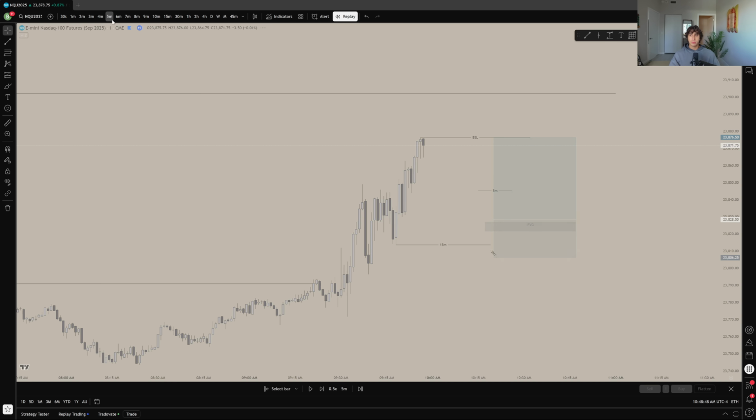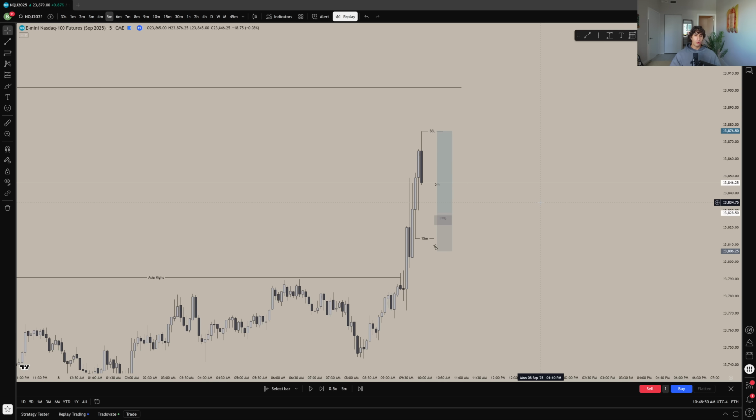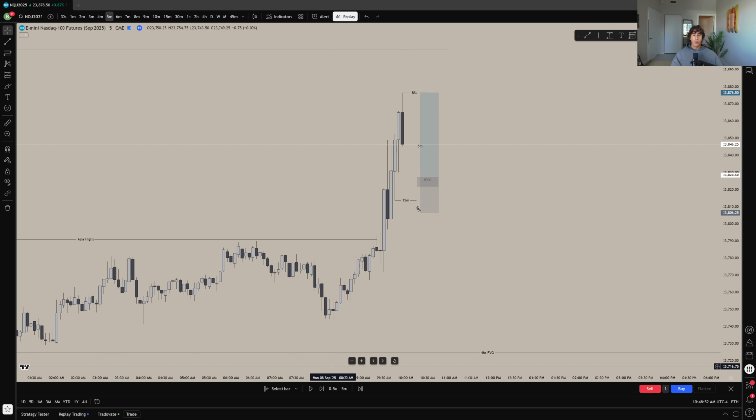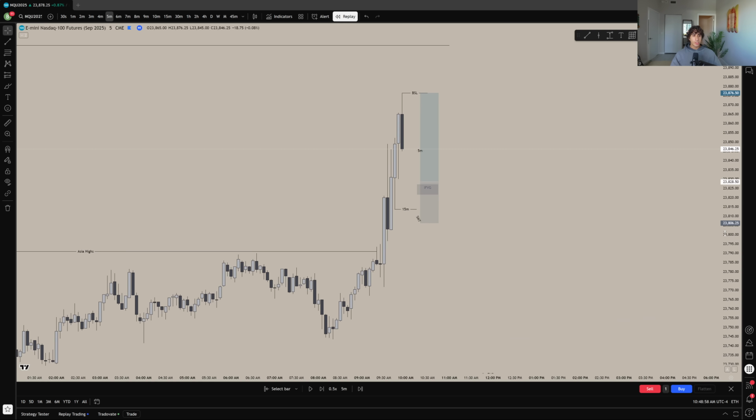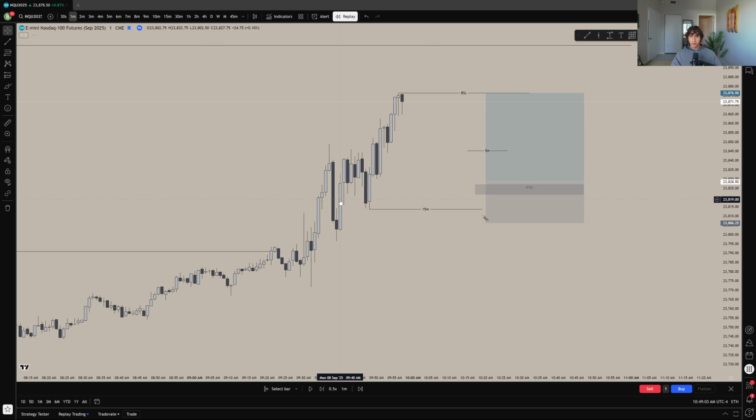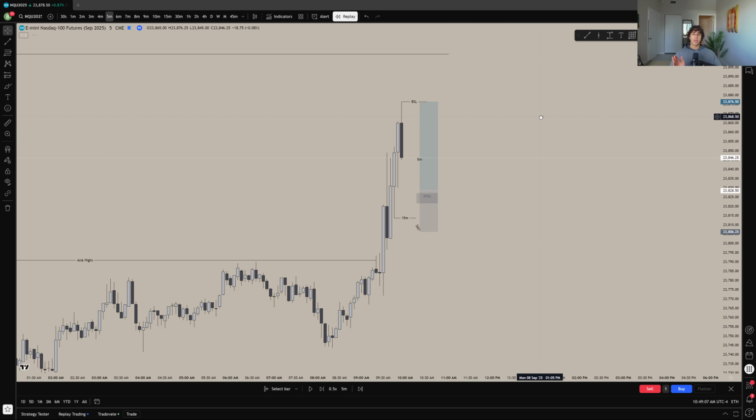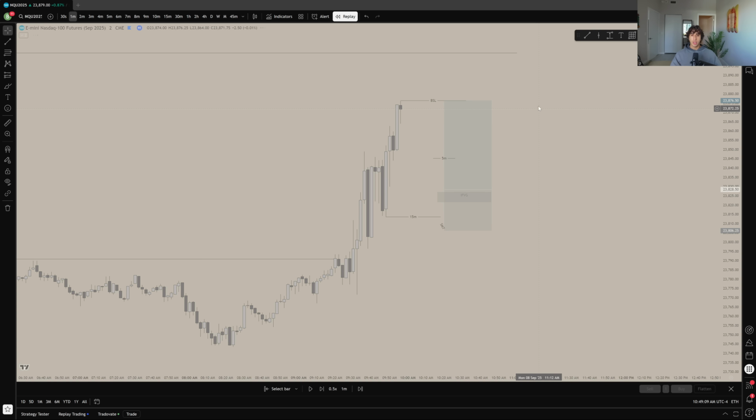I'm waiting for my setup to present itself. What do I need in order to see my setup present itself? Well, I need to see price trade back into a 5-minute or 15-minute fair value gap. This is for my continuation model, right? So I need to see that happen. If not, if we just hit some sort of 1-minute gap and then get an inversion out of that, this is not enough, right? So I'm waiting for either a 5-minute or 15-minute gap to open up. I'm patient and I'm staying patient, okay?